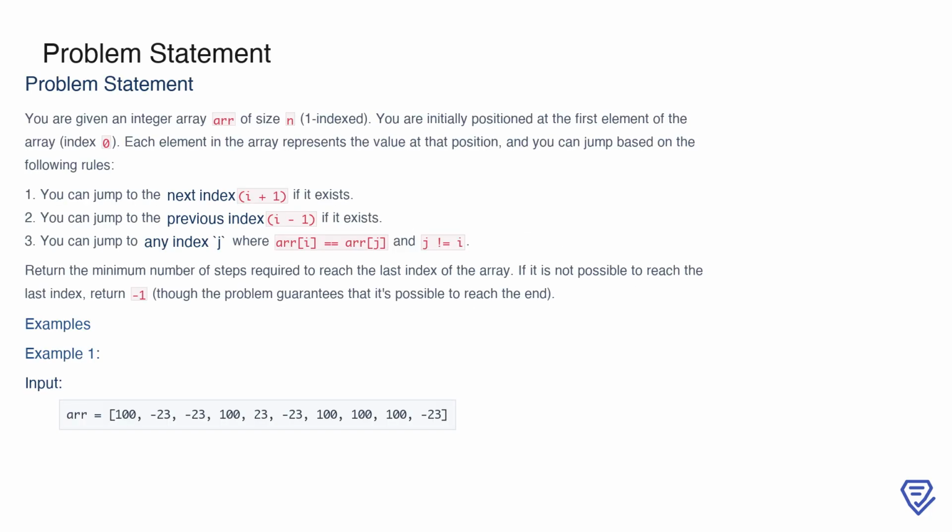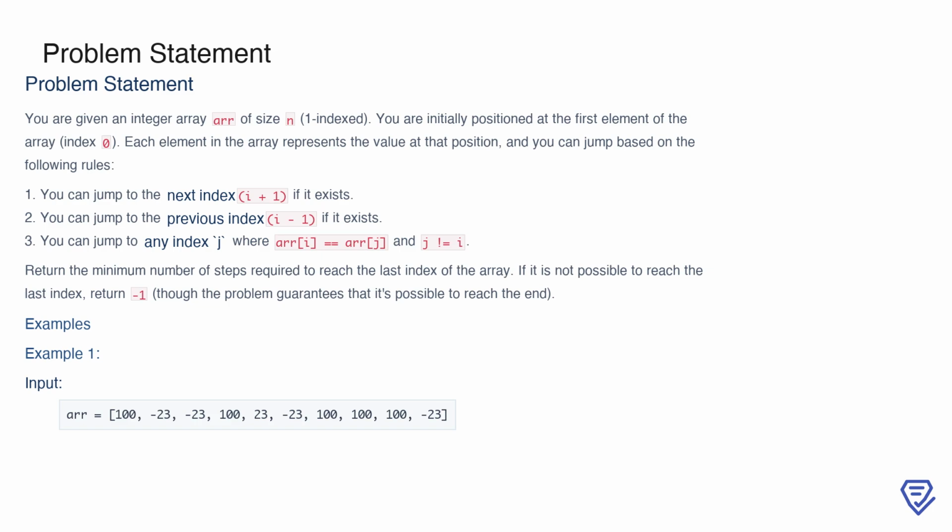In this problem, you are given an integer array called ARR. The goal is to start at the first element, which is at index 0, and figure out the minimum number of steps required to reach the last element of the array. You can move between indices based on three key rules.